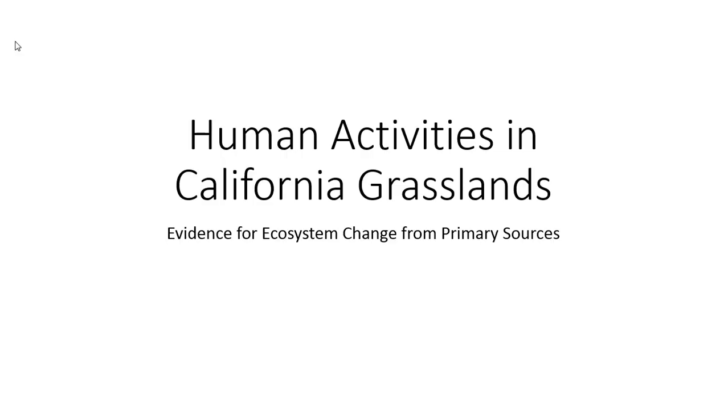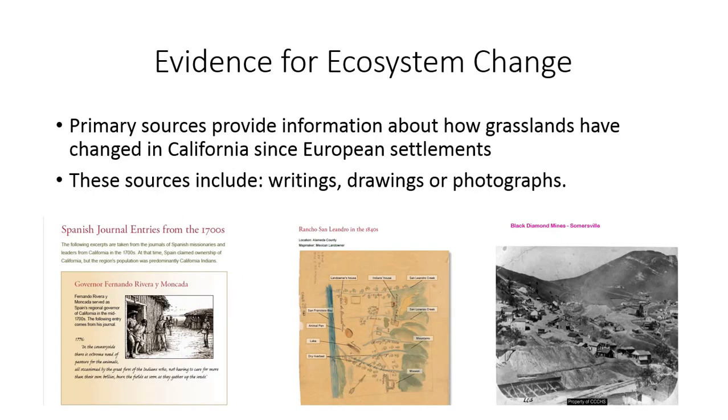Human activities in the California grasslands. Evidence for ecosystem change from primary sources. So you should have your assignment in front of you. And the first thing is, this is about evidence for ecosystem change. So again, we're using evidence from primary sources to look for ecosystem change in the grasslands. So primary sources provide information about how grasslands have changed in California since European settlements.